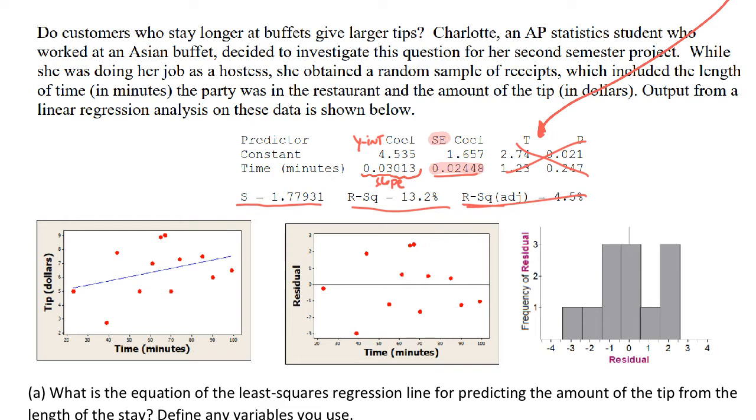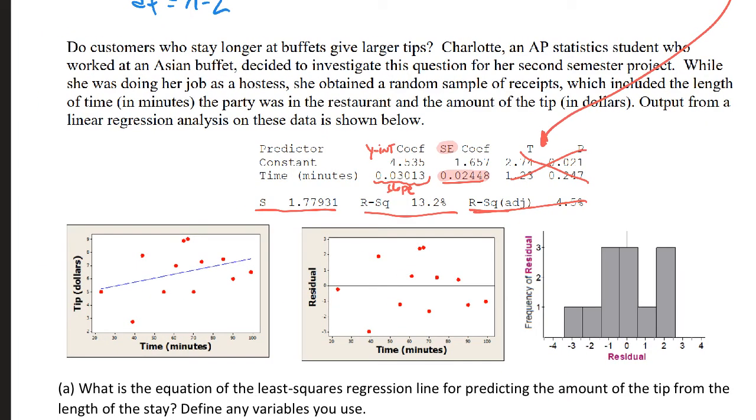The first graph has time on the bottom and tip in dollars on the side, so that is just the scatter plot of the actual data. Apparently, she had 12-ish receipts. Then we have a residual plot, because I have residuals on the side, and it's going straight through 0. And then we have the residuals on the bottom and the frequencies. This is a histogram of the residuals.